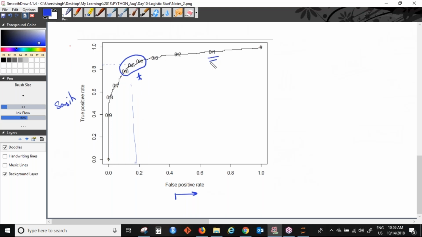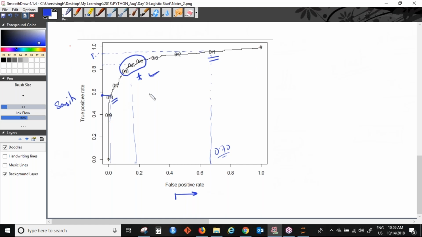You can take 0.1 also, but if you take 0.1, what would you get? You will get 90% sensitivity, but your error will also be high, around 70%. So I will not take this. I will rather take this, because you get 80% sensitivity and just 20% error. So this looks like a better number. You could have taken 0.8 as the threshold, then you will get 60% sensitivity and almost 0% error.